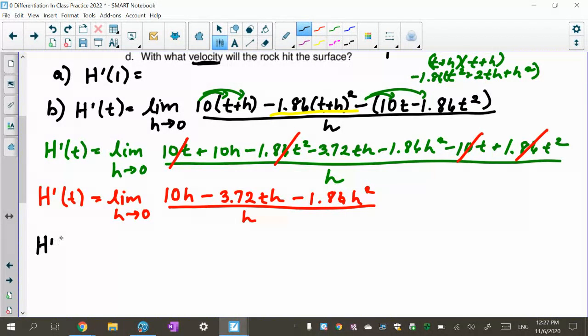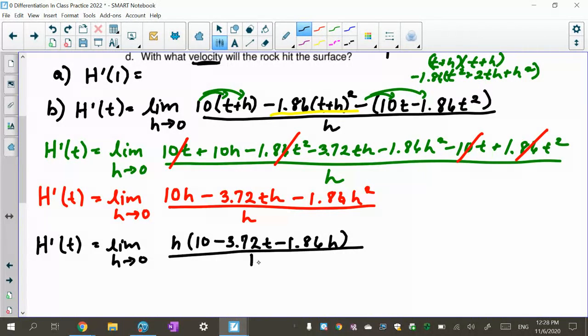So I have h prime of t is the limit as h approaches 0. And now I can factor the h out. So when I do, I have 10 minus 3.72t minus 1.86h all over h. Then I can say, thanks for playing, these divide out to make a 1. So this is going to equal the limit as h approaches 0 of 10 minus 3.72t minus 1.86h. Oh, now we're getting somewhere.